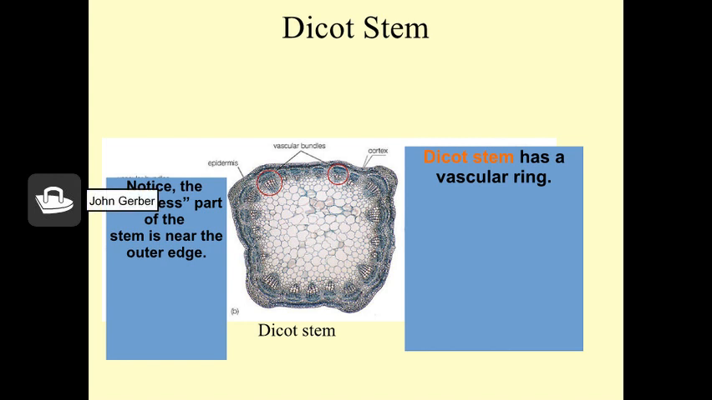Vascular cambium in the dicot will eventually merge and become that vascular ring we see in tree rings. The xylem internal to the ring and the phloem external to the ring. The pith on the inside provides support for the plant, which allows trees to grow much taller than monocots can.